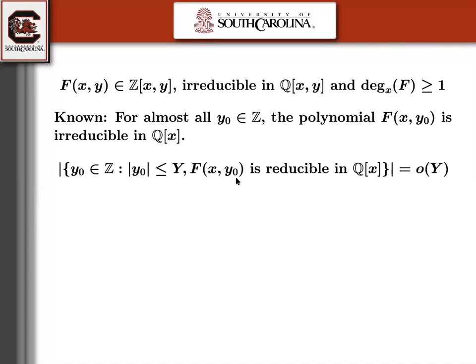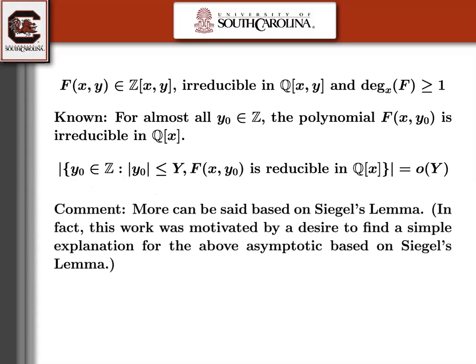So specifically what this means is that if I count the number of integers with absolute value less than or equal to some capital Y here, where this is reducible, so where it's not irreducible, then you want to say there's not very many of them. And this notation, which equals a little o of Y, means that when I take this expression here and divide by Y, as Y goes off to infinity, this goes to 0. So the number of cases where you have reducibility is going to 0 asymptotically. So again, the density is going to 0. So it's really saying the density of y's that make this reducible is 0.